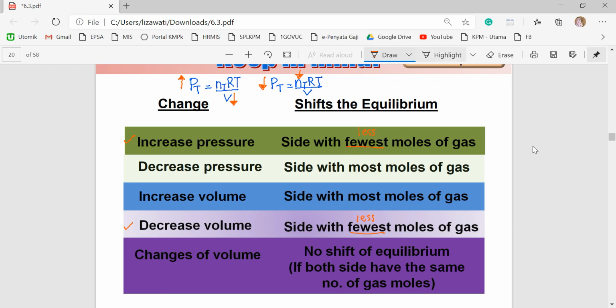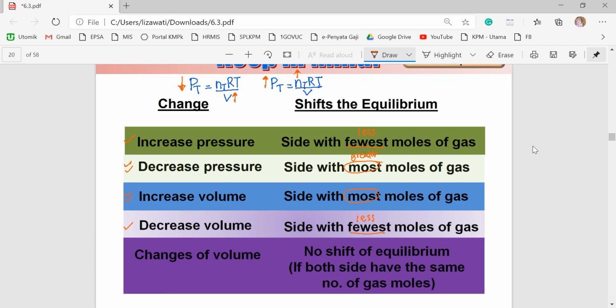Next, what would happen if we decrease the pressure? Decreasing the pressure means we increase the volume. The system tries to increase the total pressure by shifting to the side that has a greater number of moles, or the most moles. Most here means greater.